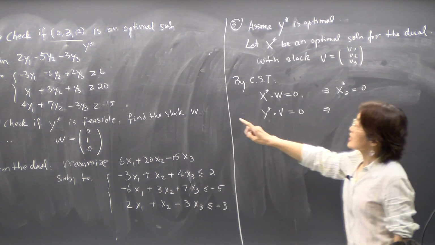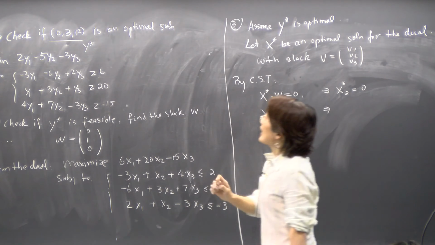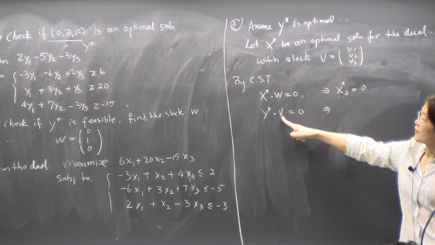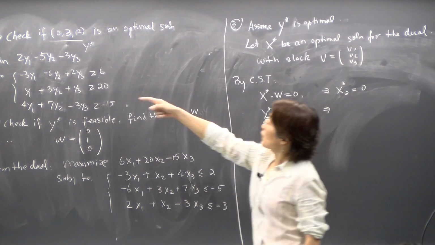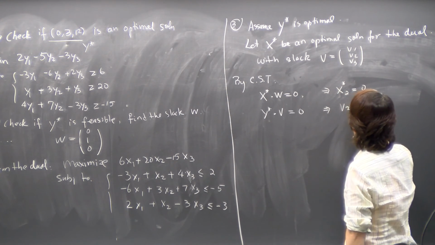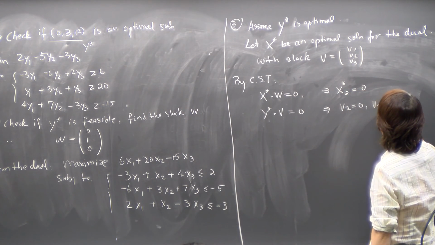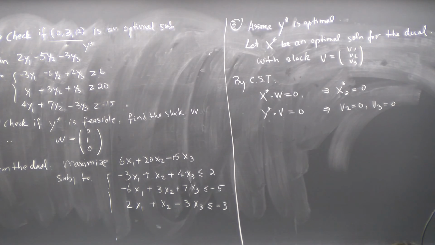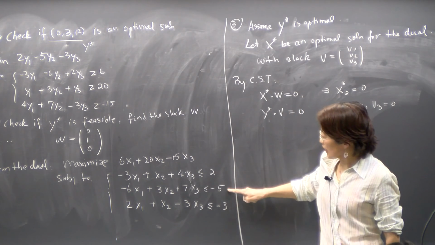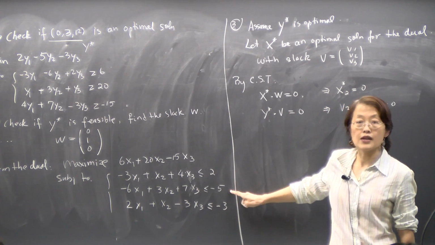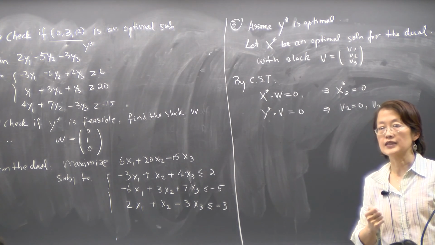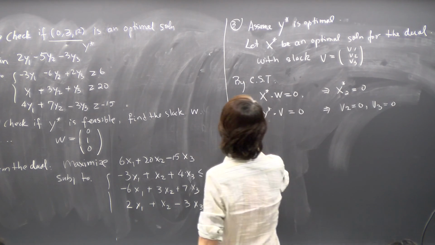And then the same thing for this part. I know my y star is given here. And based on that, I can find out which element of the slack v has to be 0. Wherever y star is non-zero, the v must be 0. So v2 must be 0, and v3 must be 0. Is that right? So what does it mean? That means the second and the third constraints are satisfied with equal sign at this optimal solution. Is that clear?